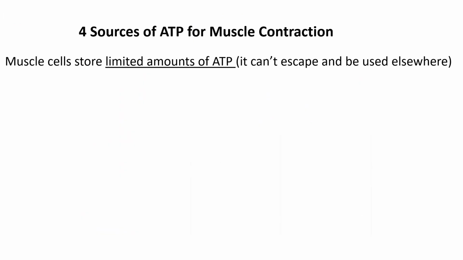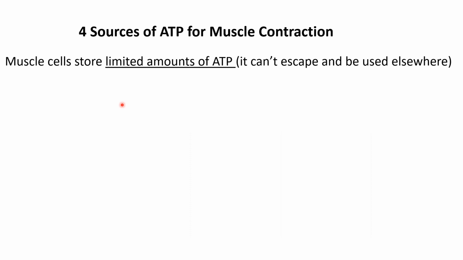So we've got 4 different sources to get ATP for a muscle contraction. So you got to know these 4. First one is pretty simple. It's any free ATP that's in that muscle. The ATP, once it's made, it can't leave the muscle, so it's locked in there. But the muscle can't store a lot of ATP.